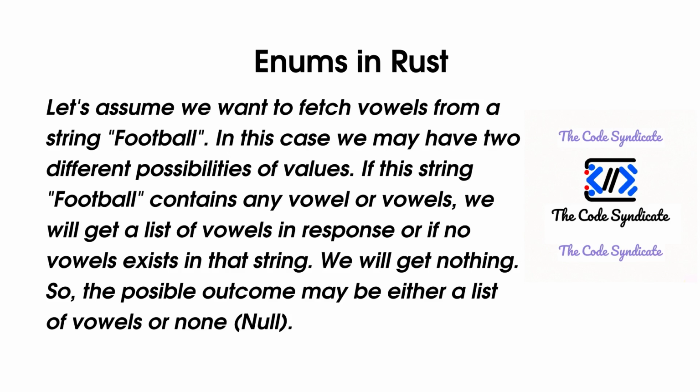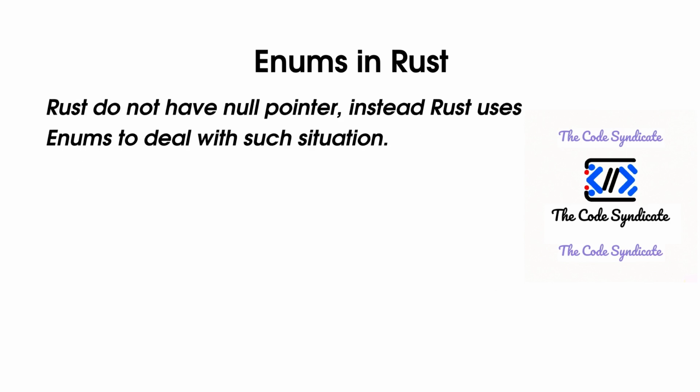In the programming world, it is called the null pointer. Rust does not have a null pointer, so it deals with such conditions with enums. If we talk with regard to our example, in this case, we will create an enum which will provide us two alternative types of values. One is a list of vowels and another one is none or null.